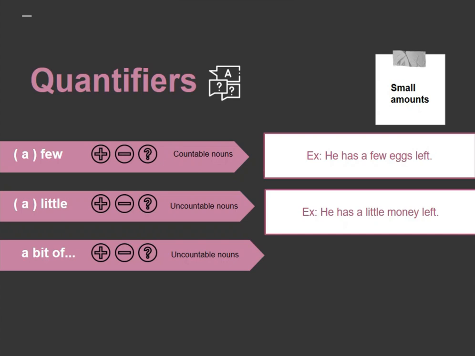What about the word little? Little is used to express small amounts of uncountable nouns. For example, as we said before, money. The word money is countable or uncountable?